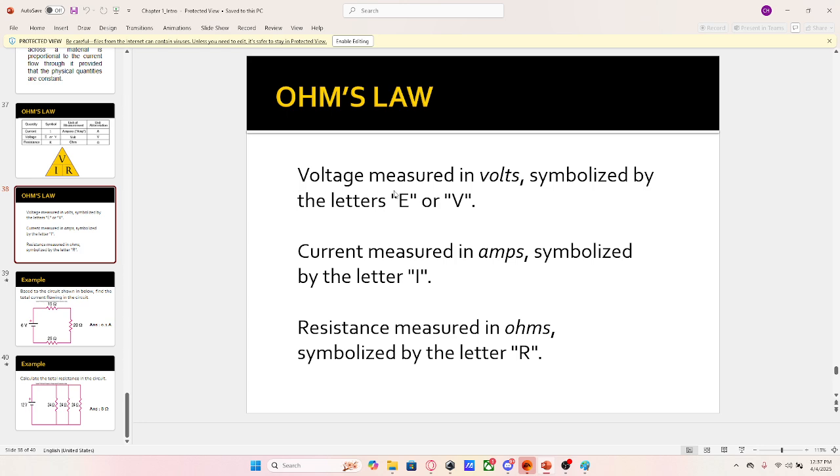So voltage is measured in volts, symbolized by the letter E or V. The current is measured in amps, symbolized by the letter I, and the resistance is measured in ohms, symbolized by the letter R.